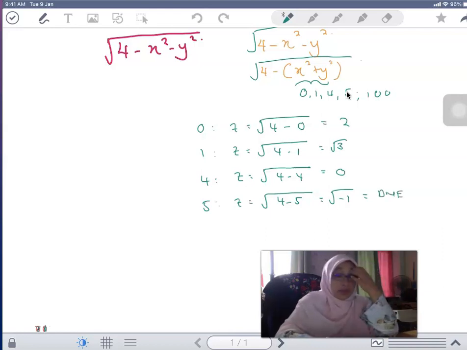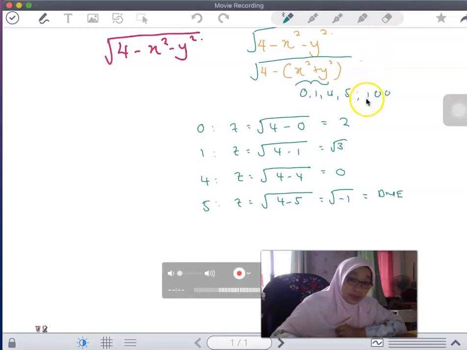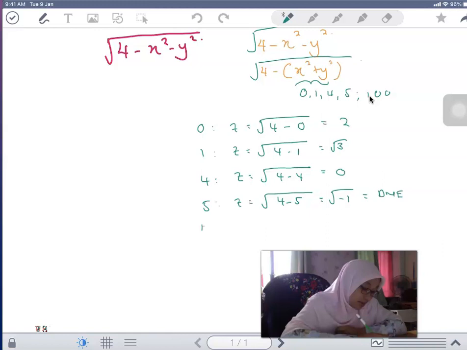How do we know we have something that does not exist? So you use a calculator, find out the square root of minus 1. Your calculator will give you a math error, meaning does not exist. So if you keep increasing the value in the bracket, let's say 10, okay, 100, and so on.